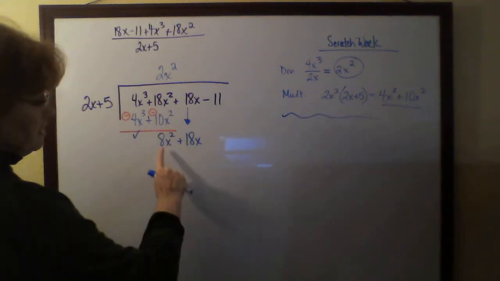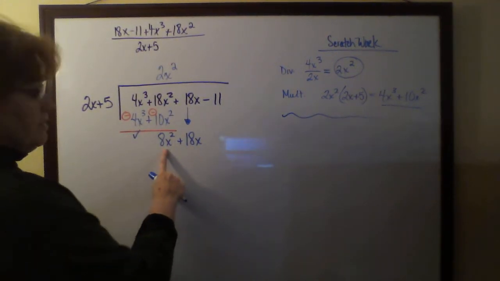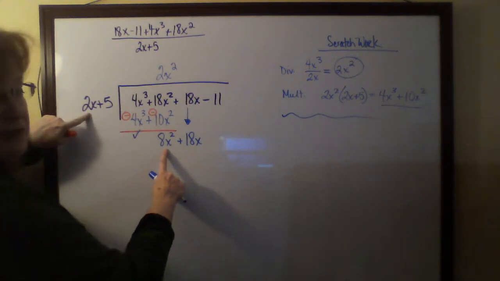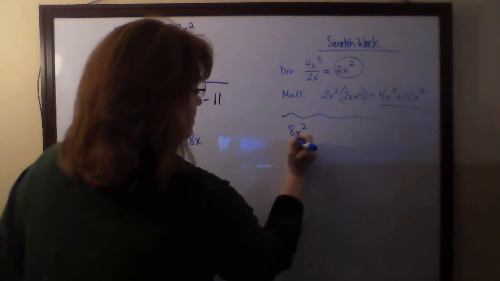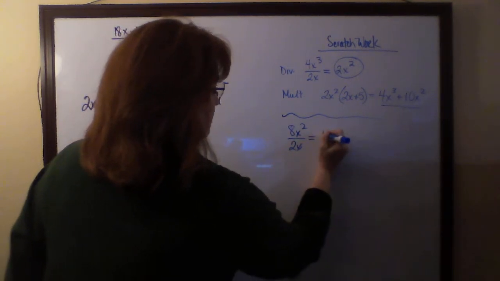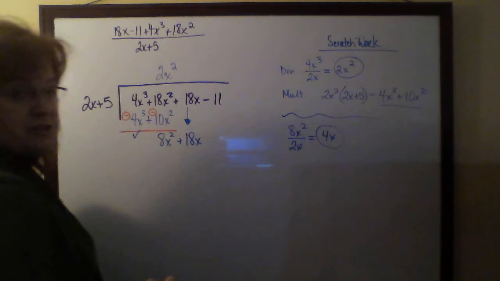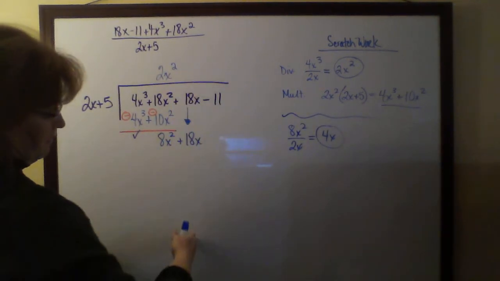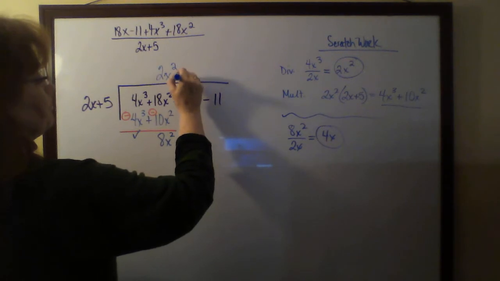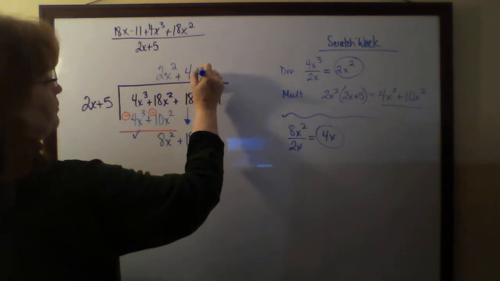Okay, back to the algorithm. Step 1 is division. We take the leftmost term here, 8x squared, and we divide by the leftmost term here, 2x. Okay, so 8x squared divided by 2x will give us 4x. I'm going to circle it because it goes up top. It's positive and it goes in the column of x terms, degree 1.